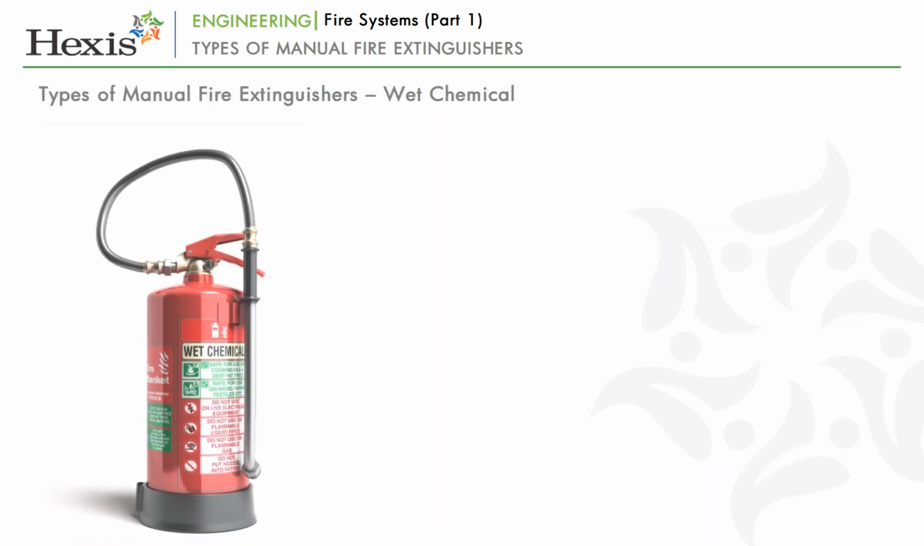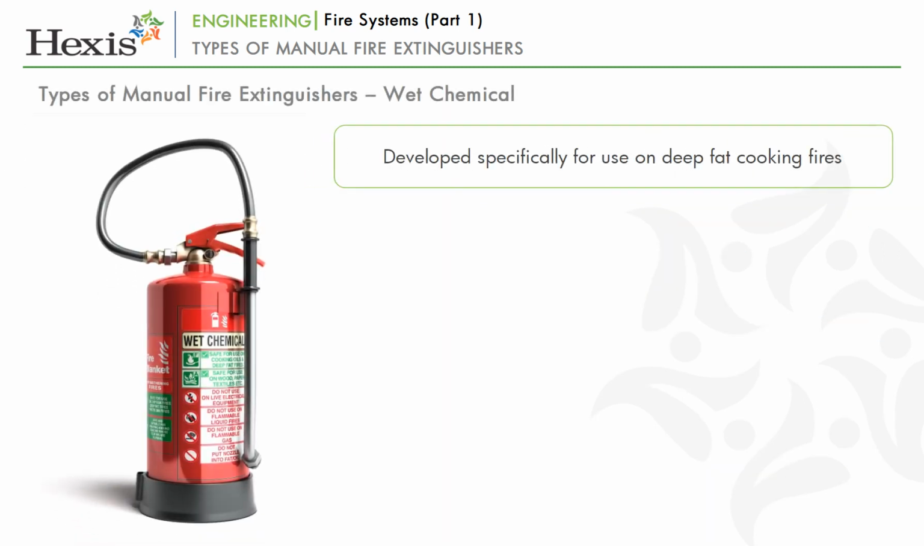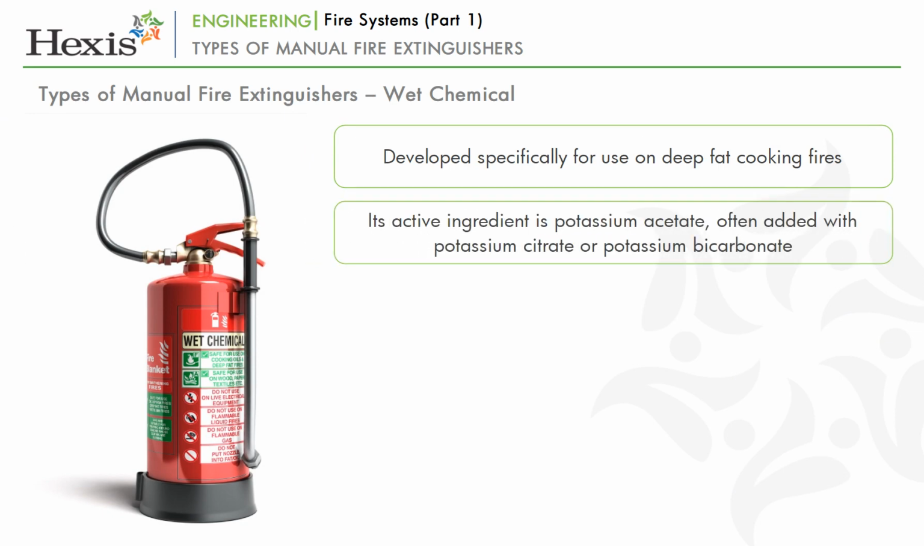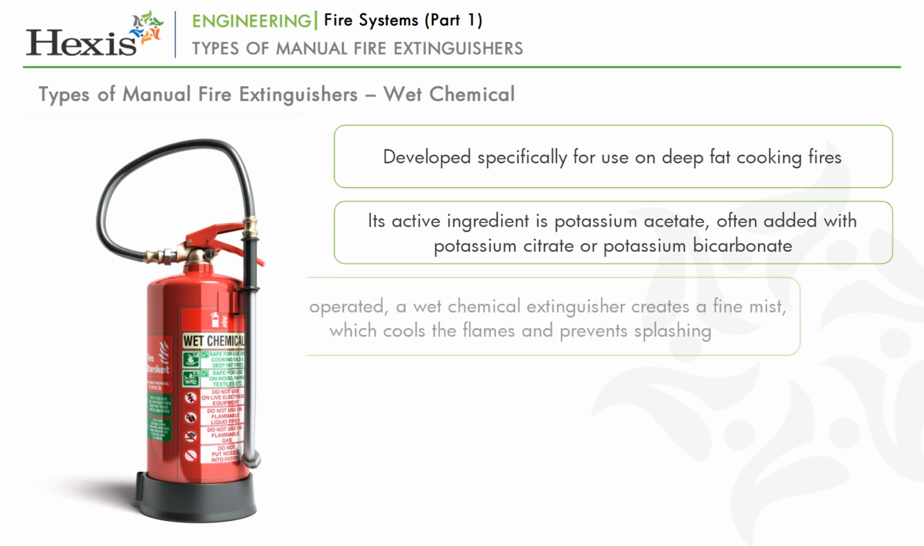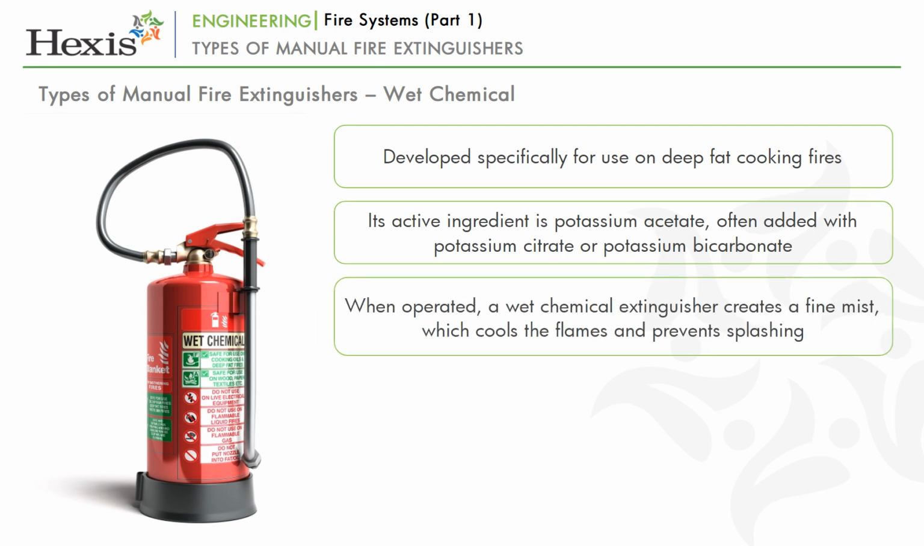Wet chemical fire extinguishers have been developed specifically for use on deep fat cooking fires. The active ingredient in a wet chemical fire extinguisher is potassium acetate, often added with potassium citrate or potassium bicarbonate. When operated, a wet chemical extinguisher creates a fine mist which cools the flames and prevents splashing.